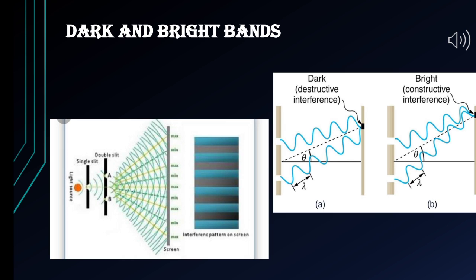As you can see in the left diagram, light is passed through a single slit and next a double slit. Here phase shift occurs and interference takes place, and bright and dark bands are formed on the screen, as you can see in the diagram. And on the right side, this is the dark band. That means destructive interference is called a dark band and constructive interference is called a bright band, as you can see in the diagram.